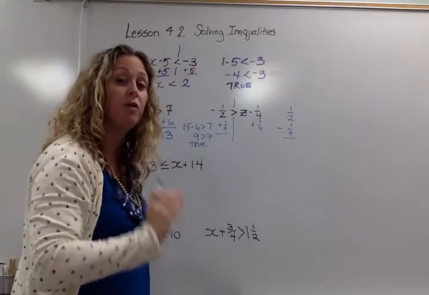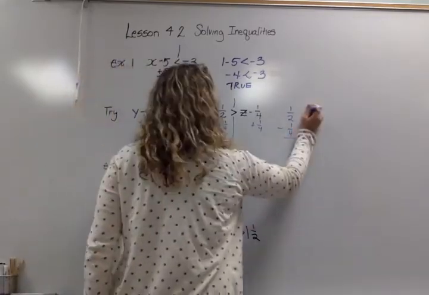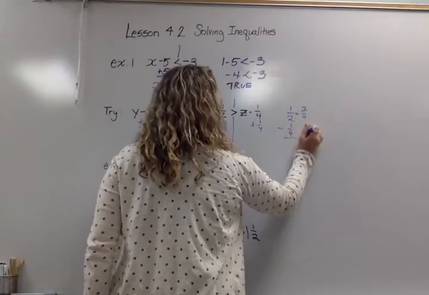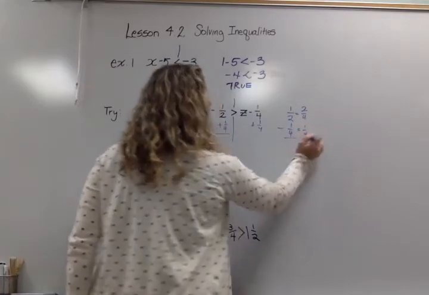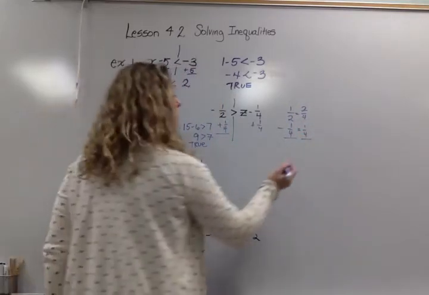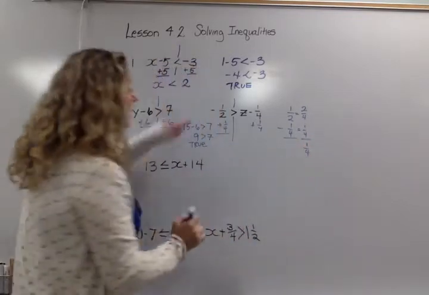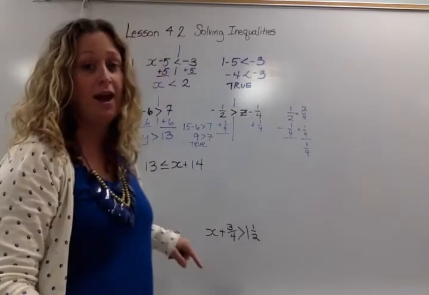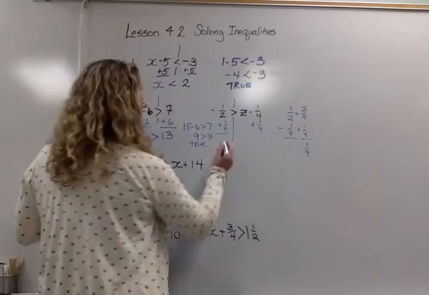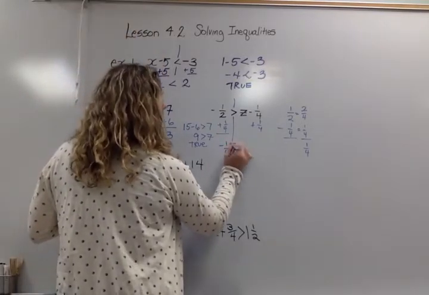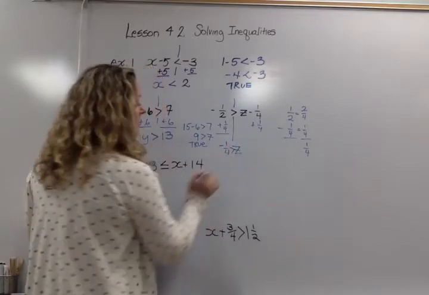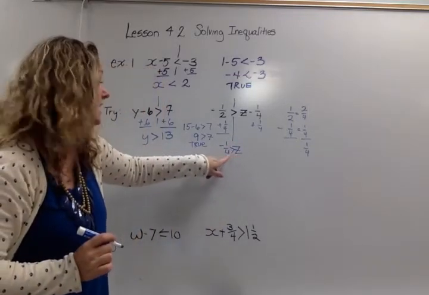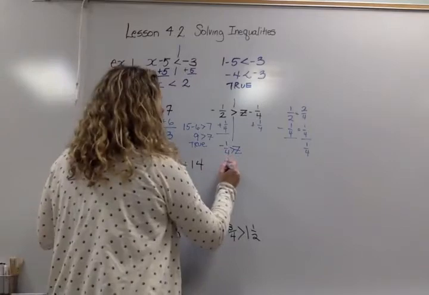1/2 minus 1/4, they need common denominators, fourths. So those are equal. So I have 2/4 minus 1/4 is 1/4. Negative 1/2 is larger than 1/4, so I'm going to have the answer be negative. So when I solve, I have that z is less than negative 1/4, and I can write it both ways.